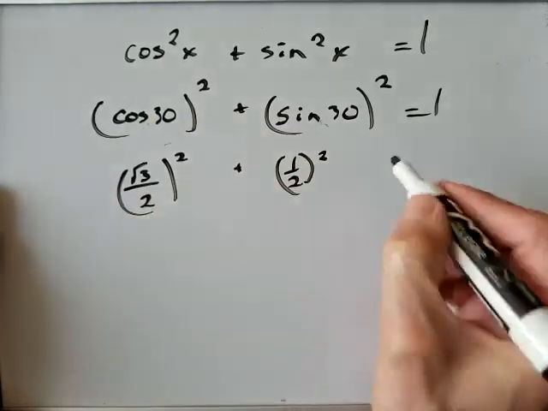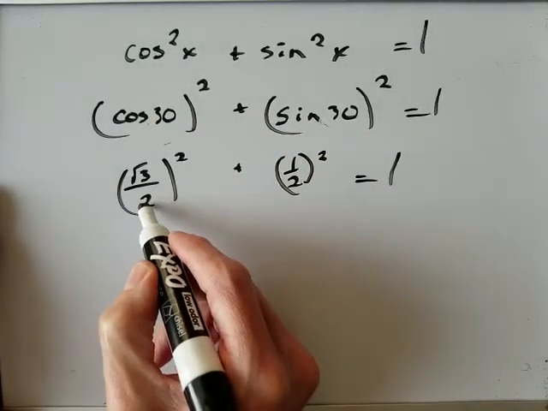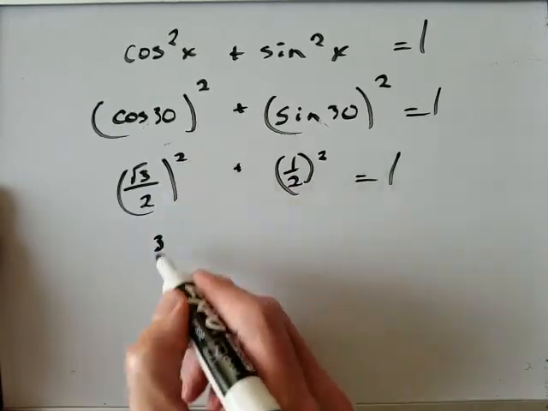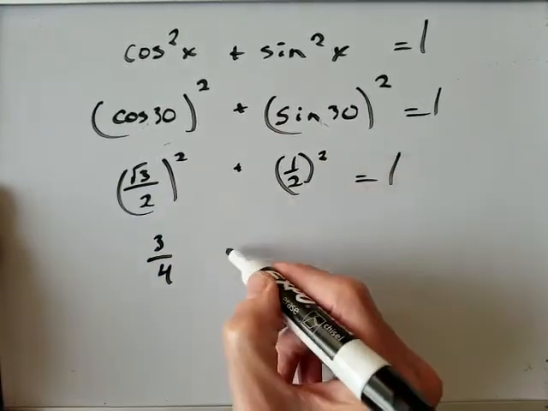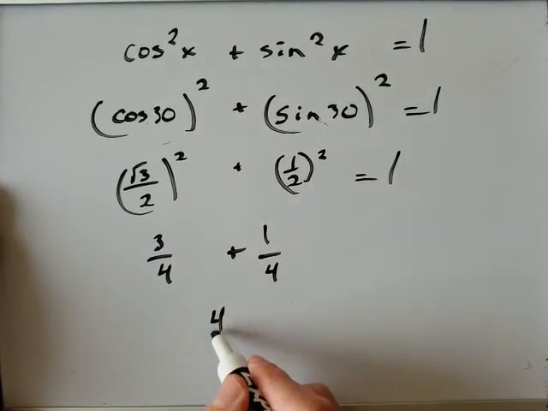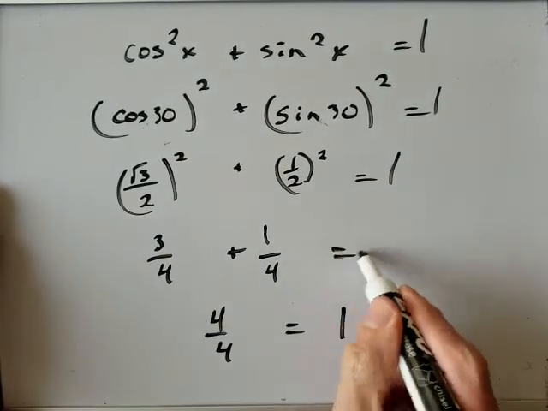Cosine of 30, if you actually took time to look it up in the unit circle, cosine is x over r, and r is always 1. It'd be root 3 over 2. Now let's square. Root 3 squared is just 3. 2 squared is a 4. 1 squared is just a 1. 2 squared is a 4. 3 over 4 plus 1 over 4 is 4 over 4, which, yes, equals 1.